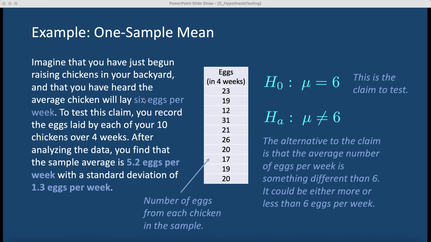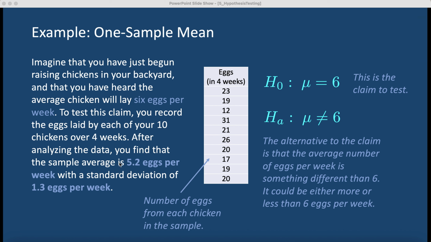So the claim that we're testing, the null hypothesis, is that the mean value is 6. And then the alternative is that it's not 6. Now we could have said that it's less than 6, but we'd have to have some reason to suspect that it could only be less and it couldn't be more. And right now we don't have that.